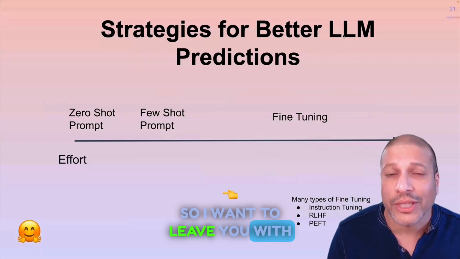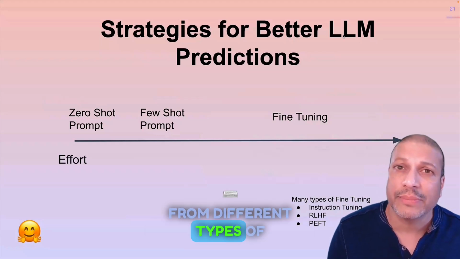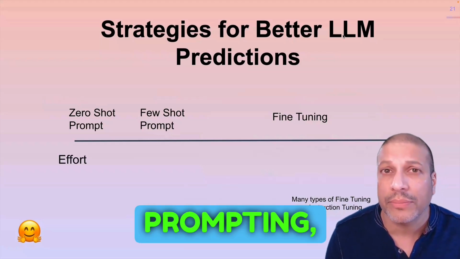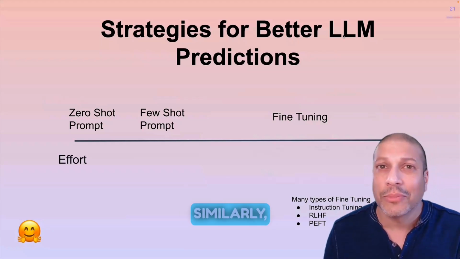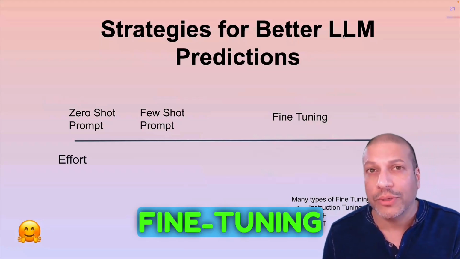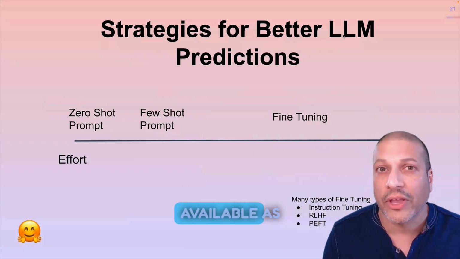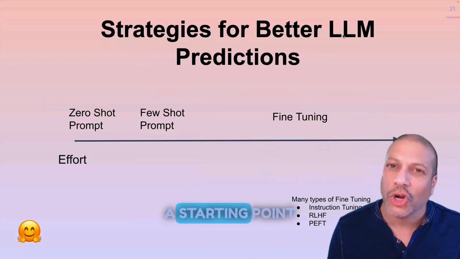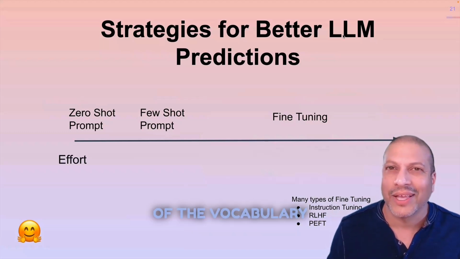What I want to leave you with is we have a lot of strategies for getting better predictions from different types of prompting. I've shown you few-shot prompting, but there are other prompting strategies as well. Similarly, we can also go to fine-tuning models. With fine-tuning, you're going to have a lot of different options available as well. But hopefully this gives you a starting point for thinking about working with large language models and some of the vocabulary that you see out there.